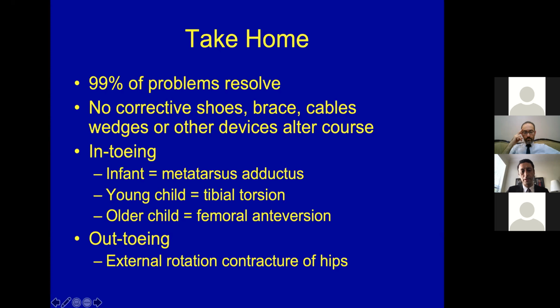In-toeing could be from metatarsus adductus in infants. In the younger child it is tibial torsion. In older children, most of the time it is femoral anteversion. Out-toeing is external rotation contracture of the hip or increased external tibial rotation.